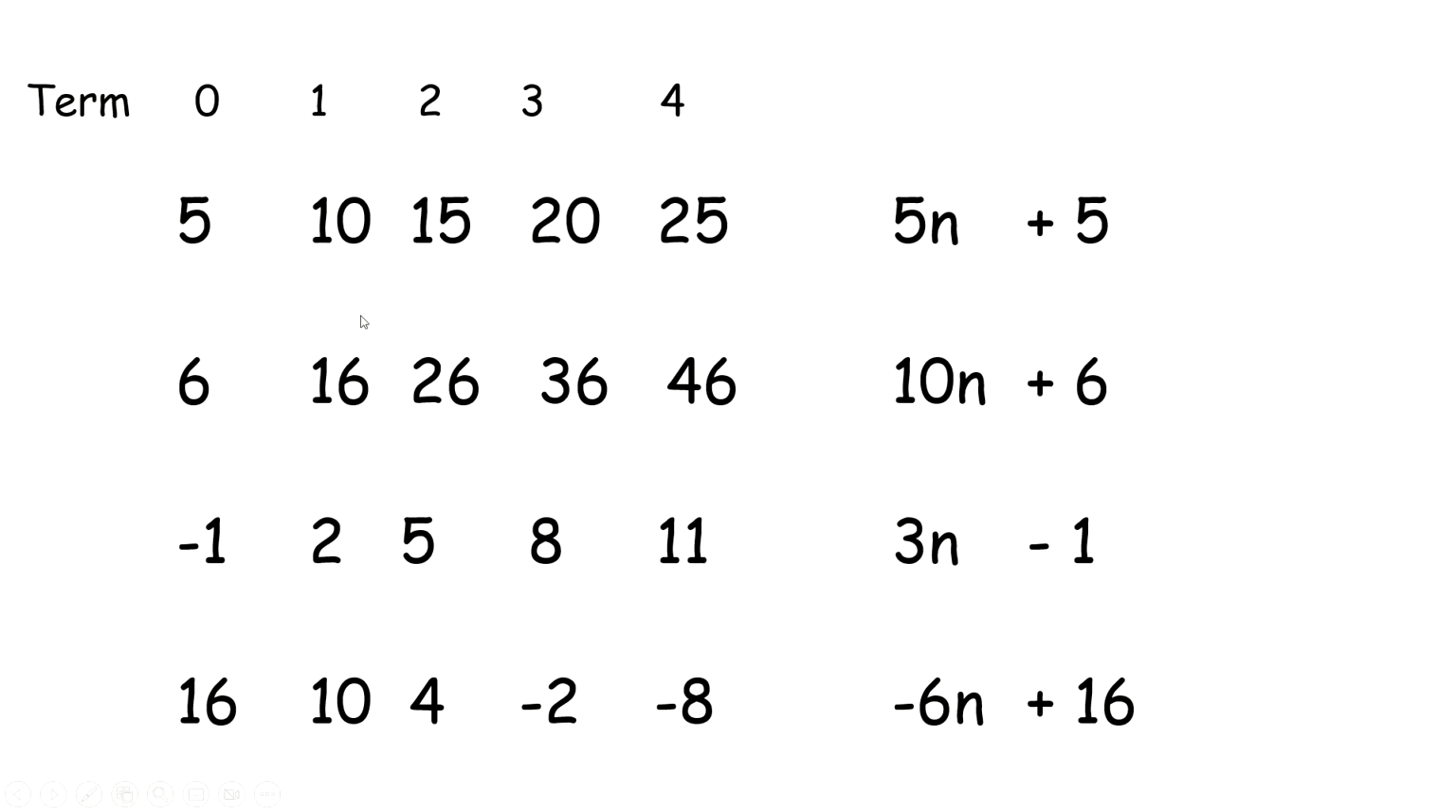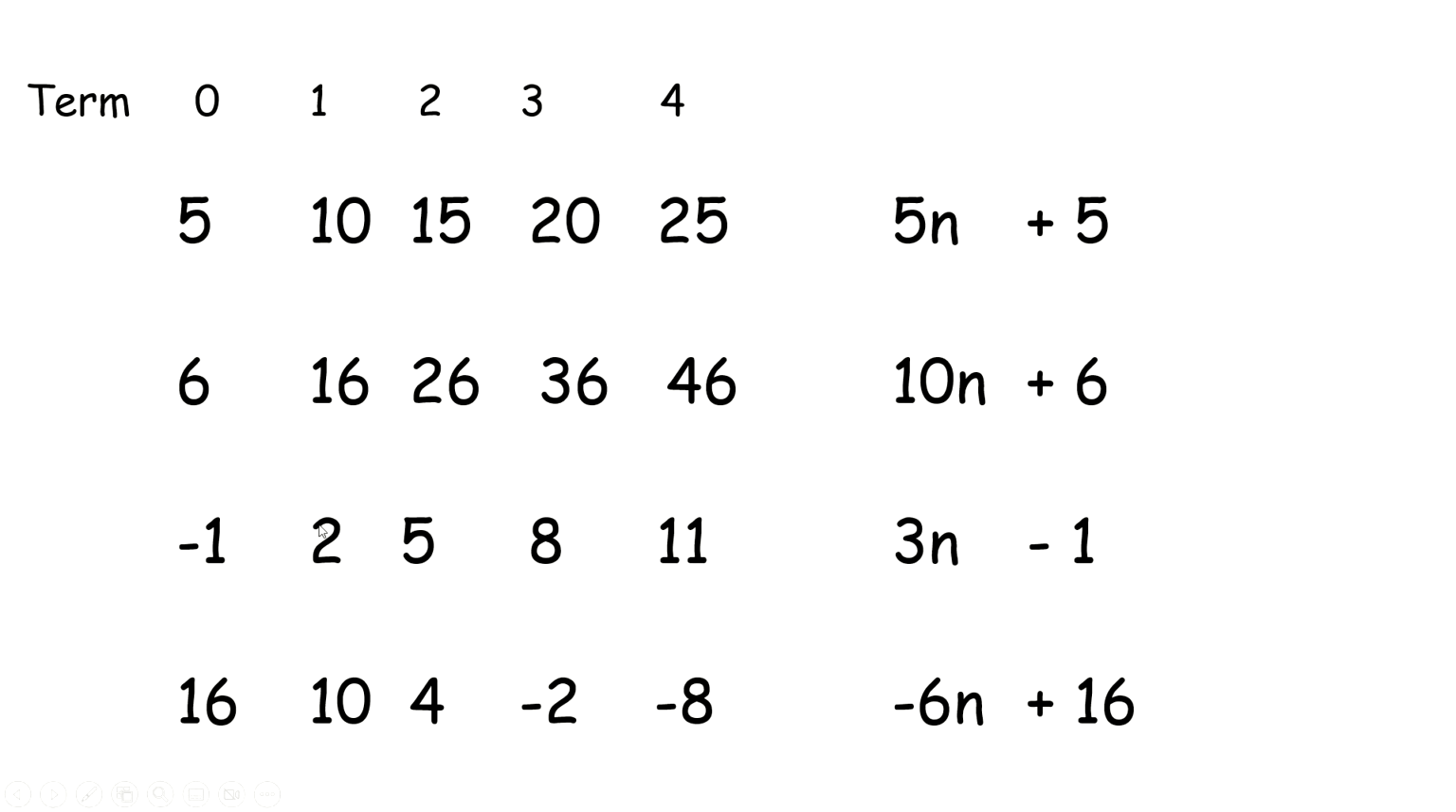So now we go to the second question. Here we have 10n, so let's pick term 1. Then 10 times 1 is 10, plus 6 is 16. Same thing for term 2: 10 times 2 is 20, plus 6 is 26. You should get the idea around now.